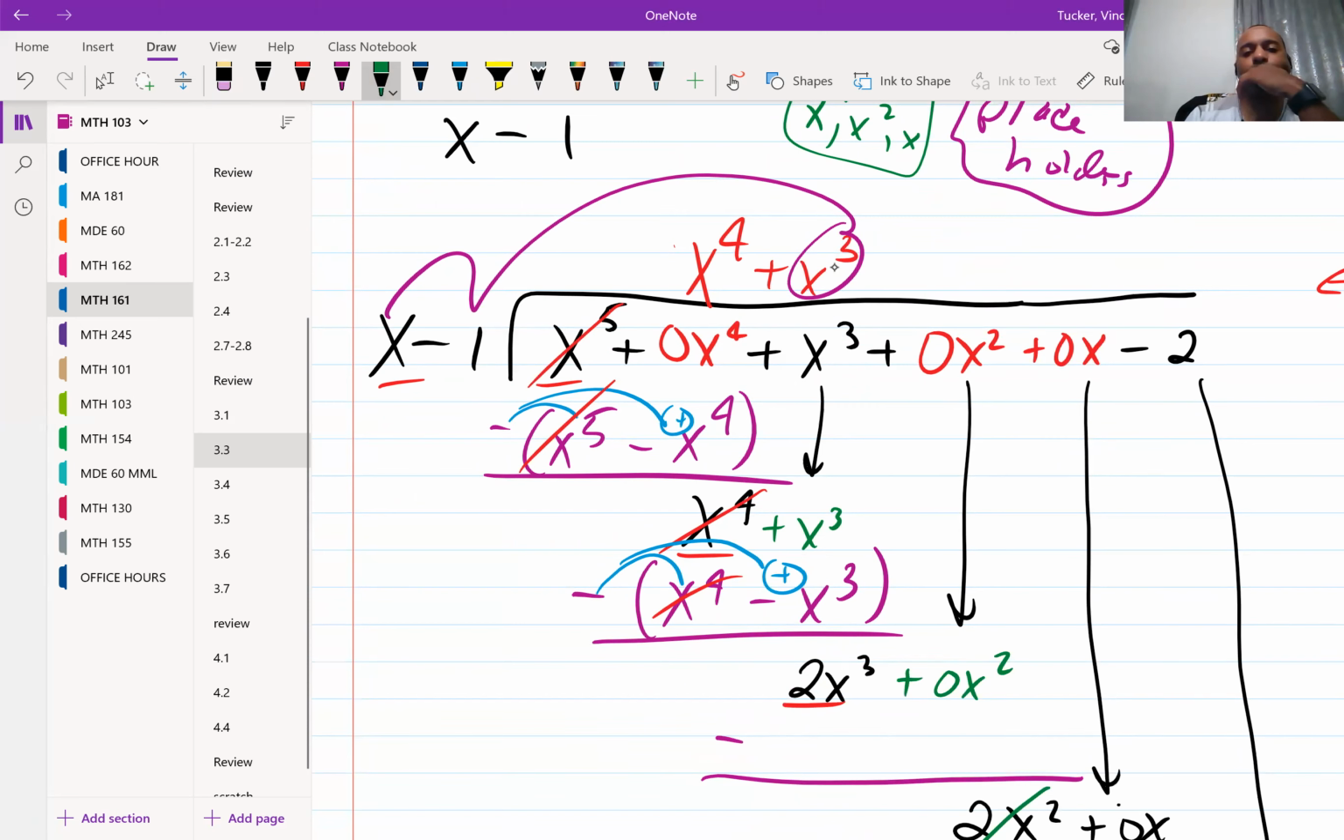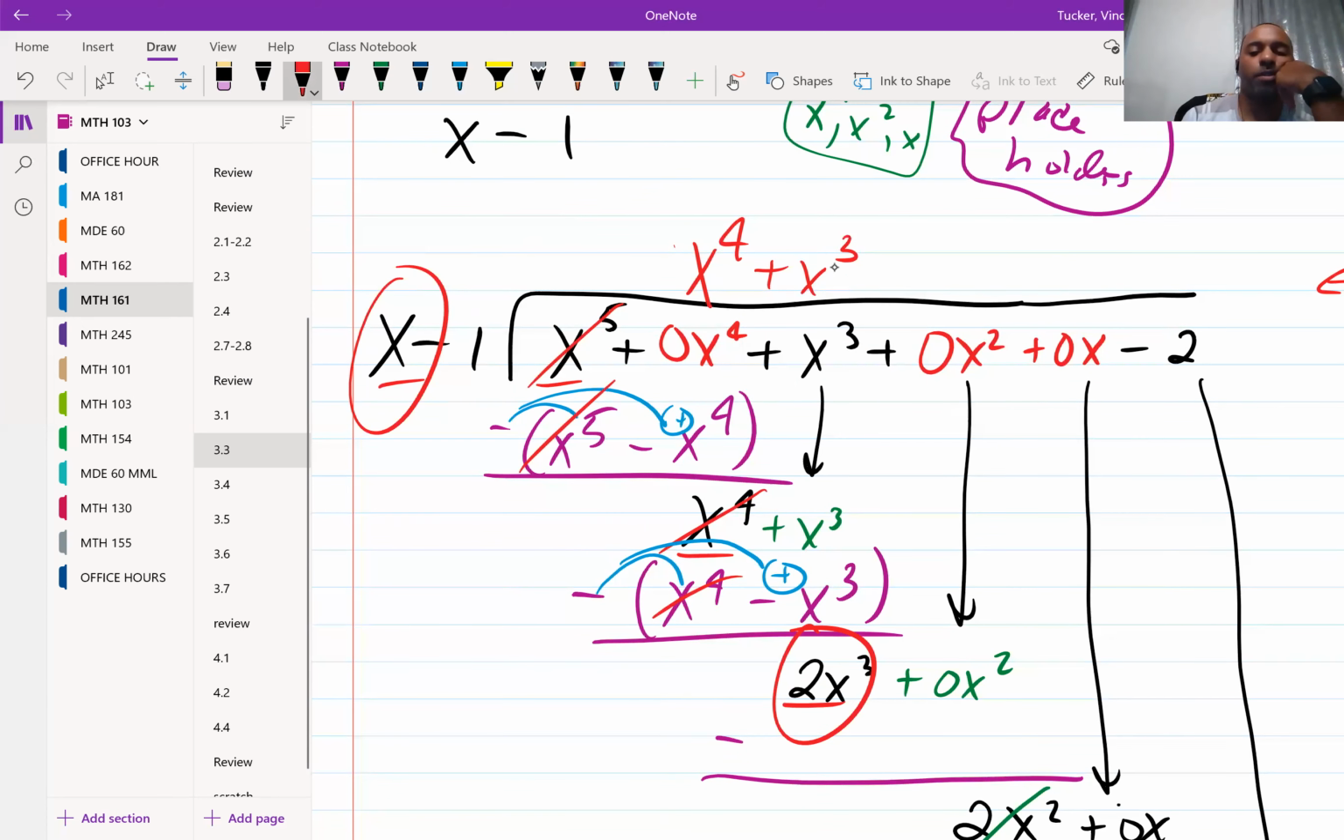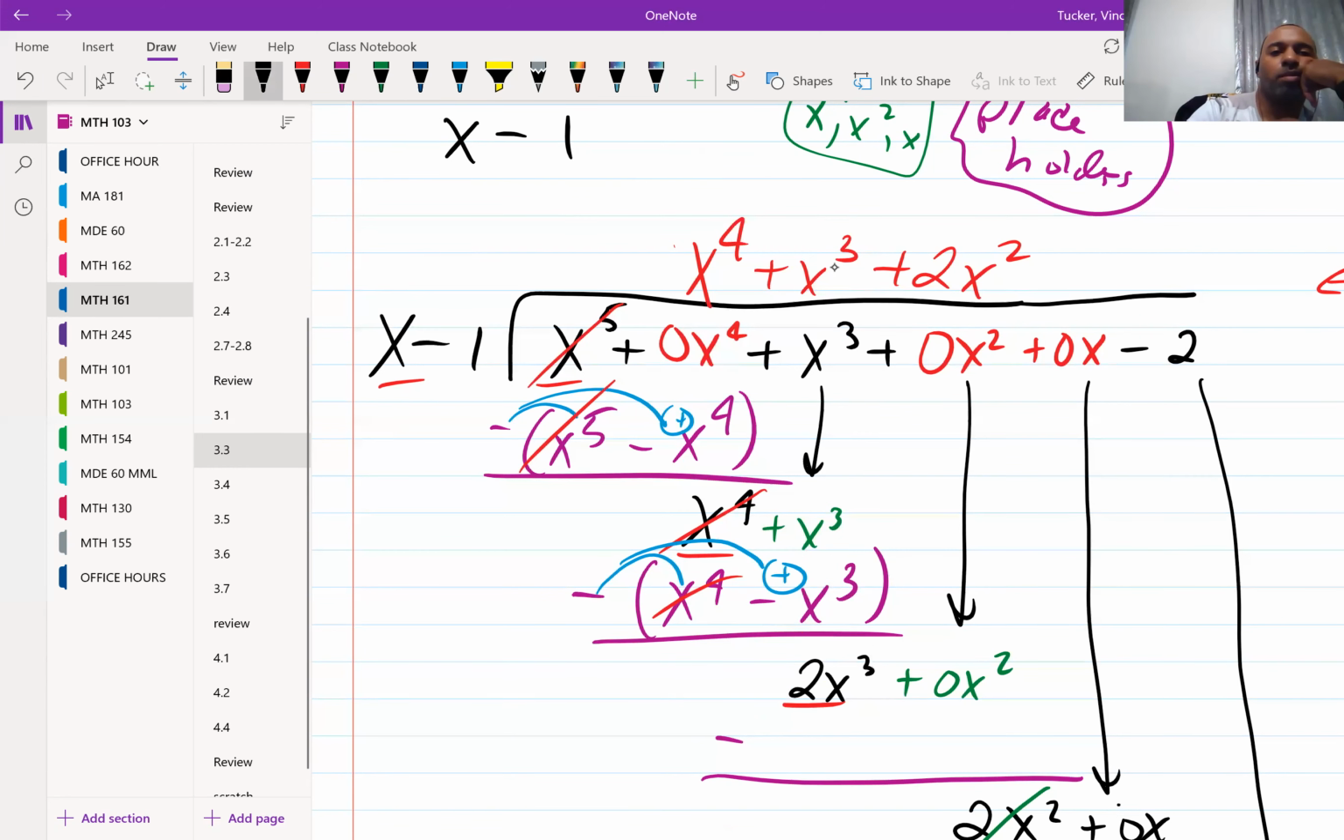Bring down 0x squared. Once again, you're always comparing the first terms. What times x will give me 2x cubed? And that'll be 2x squared. Notice how, like I said before, if you line up your powers, they'll continue to line up. So multiply the 2x squared to both terms. 2x cubed minus 2x squared.